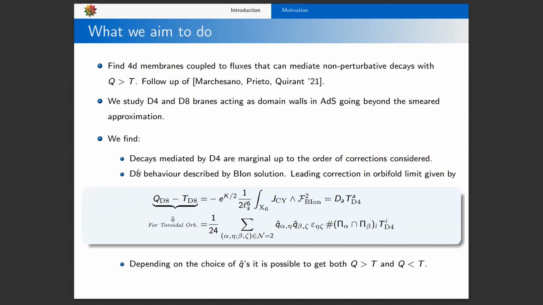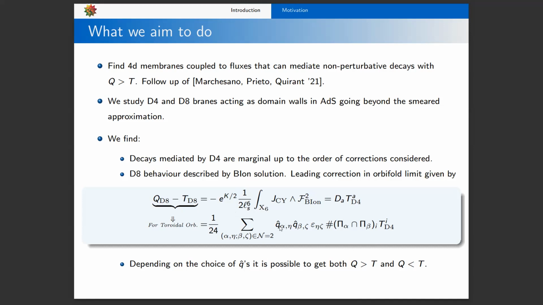And then for the D8 branes, we have more interesting things to study. We see that beyond the smeared approximation, the D8 brane is described by a bionic solution, which we will study later. And the leading correction to the charge to tension relation goes like this integral, which depends on the Kähler form of the Calabi-Yau and also the non-closed part of the worldvolume flux of the D8. And in the examples we study, we see that in all of them they are a linear combination of the induced tension of D4 branes. And when we apply it to the toroidal orbifold examples, we write it in terms of just topological quantities.